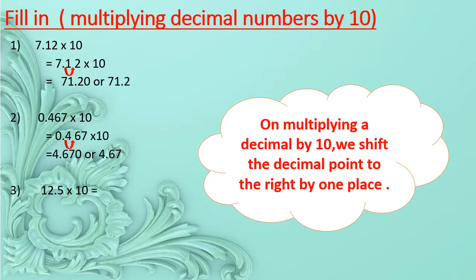Third, we can take 12.5 multiplied by 10. Again we will shift this decimal point to the right side. Whenever we shift it to the right side, we will be having 125. Okay, students, now we will multiply it by 10.